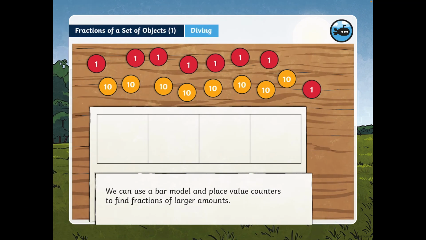We can use a bar model and place value counters to find fractions of larger amounts. Here they use yellow counters for 10, but remember you are used to using sticks and dots for your 10s and your 1s. Let's see if we can find a quarter of 88. So if you were to count up all of the place value counters here, you would have 88. 8 sticks and 8 dots.